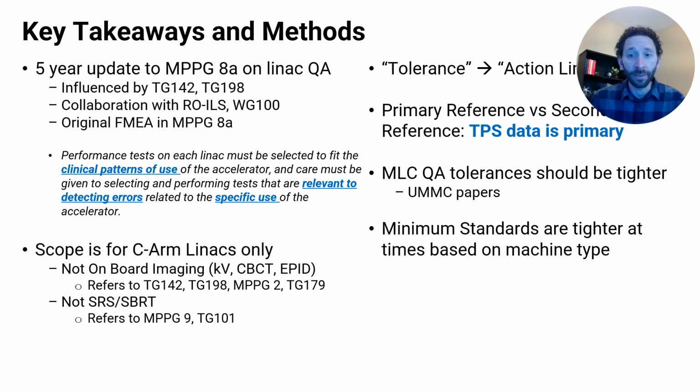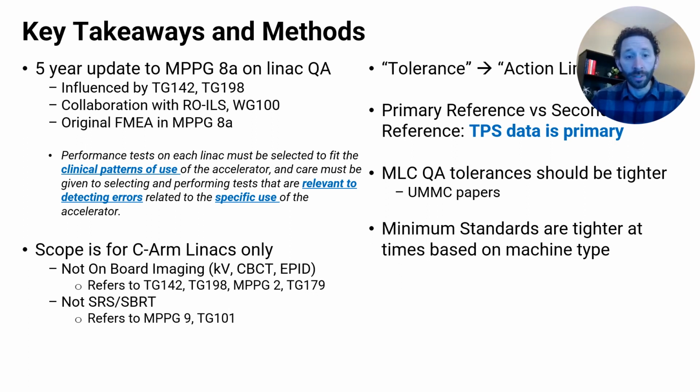The original FMEA was kept from 8A, but evaluated to ensure that the tests and the tolerances that were selected were still relevant to that FMEA approach. It was not repeated in 8B, but rather re-evaluated from the work that was done in the 8A document. Great care is taken to evaluate the performance tests based on clinical patterns of use that are relevant to detecting errors in that clinical use case. So really thinking through what could go wrong, what types of errors, what types of treatments we are doing, and how can we most effectively capture errors before they are a problem.